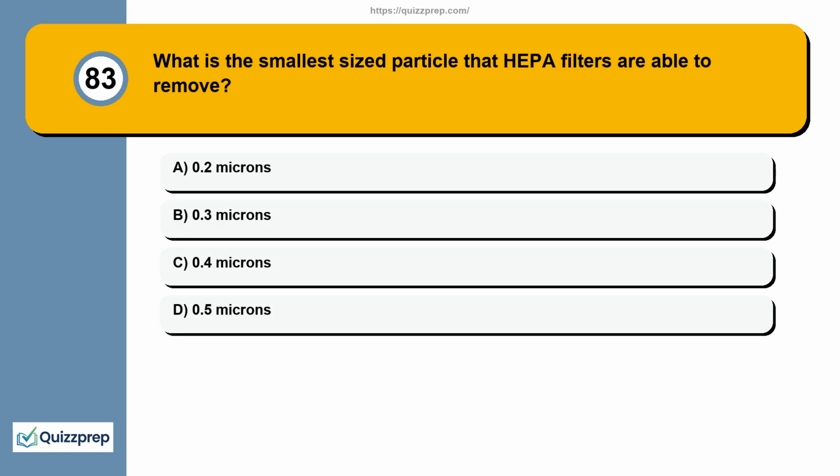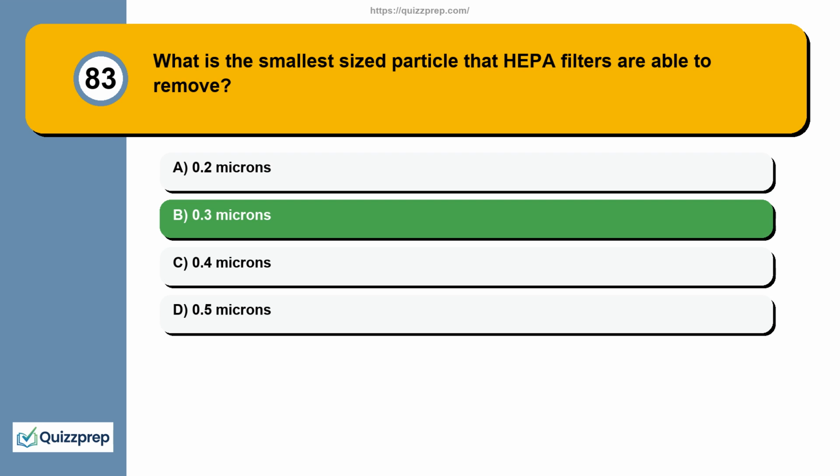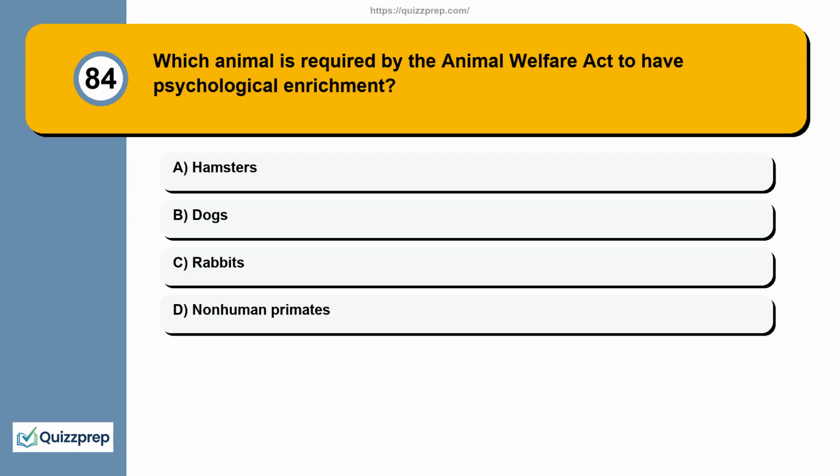Question 83. What is the smallest sized particle that HEPA filters are able to remove? Option A, 0.2 microns. Option B, 0.3 microns. Option C, 0.4 microns. Option D, 0.5 microns. The correct answer is option B, 0.3 microns.